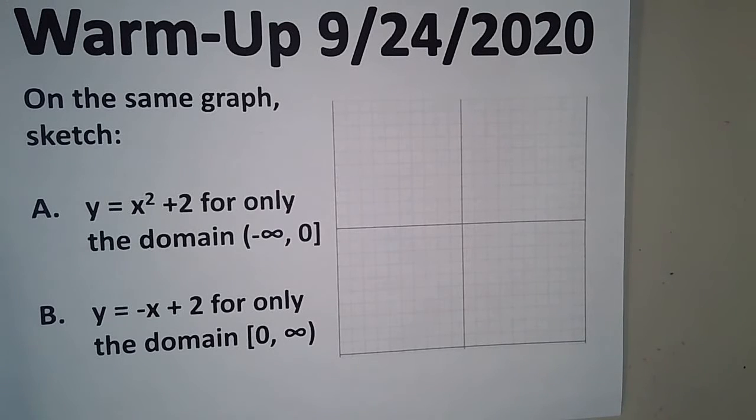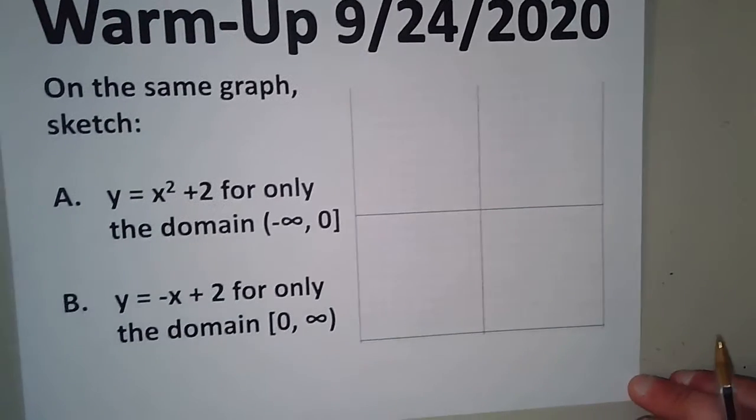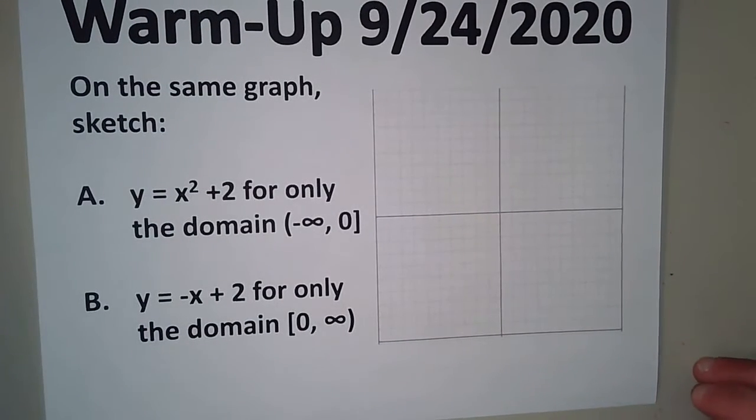All right, so talking the warm up here, we're graphing two different equations on the same line, but each of them has a different domain. This actually leads perfectly with the notes we started yesterday, which are what we call piecewise functions. So it's going to be kind of the main concept today.